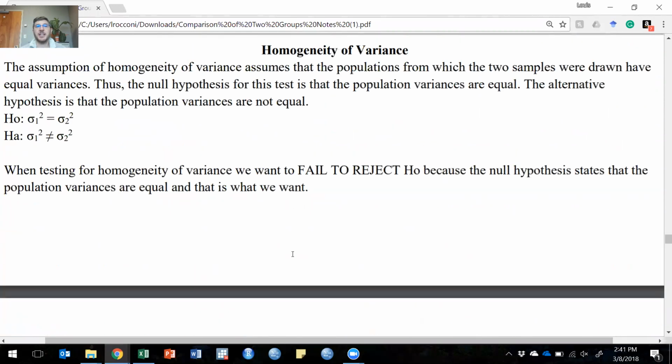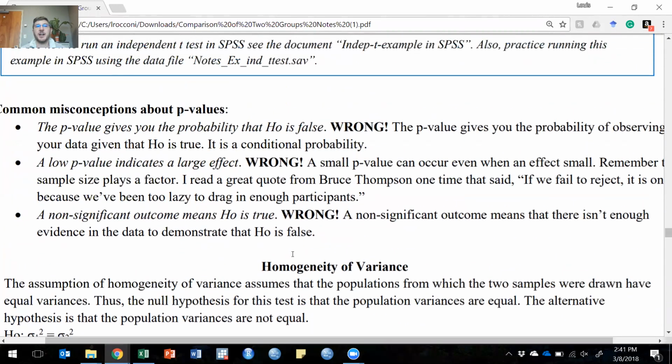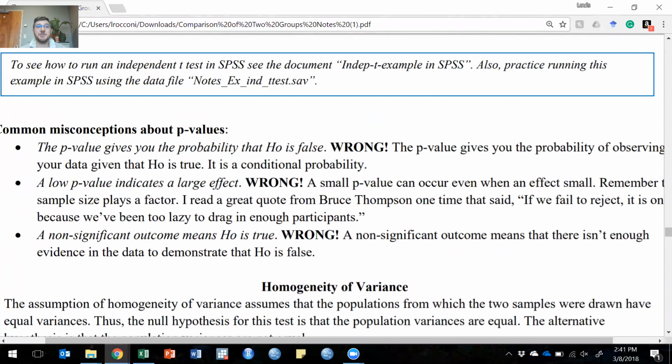Also in here are some more information about common misconceptions about p-values. The p-value is the probability the null hypothesis is true. That's not exactly correct. Remember, the p-value is the probability of observing the data that you have, given that the null hypothesis is true.